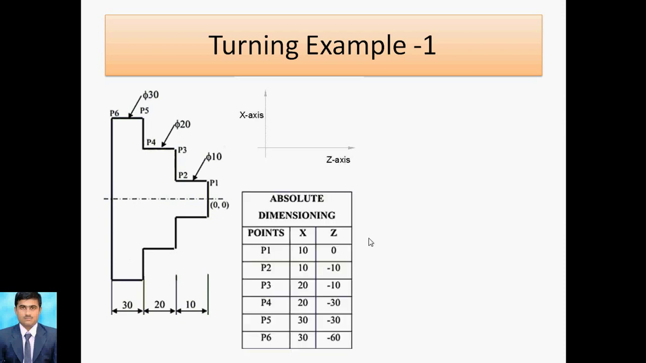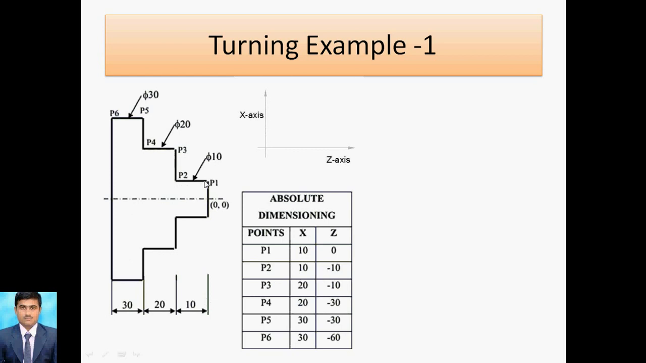So here absolute programming is used. That's why we can take the zero point over here. So P1 is over here. For P1, what is the diameter here? P1, that diameter is 10. So that's why I can write 10. Z0 means the point will reach this point. So Z is 0. Then point P2. P2 means Z is minus 10, so I can write Z minus 10.